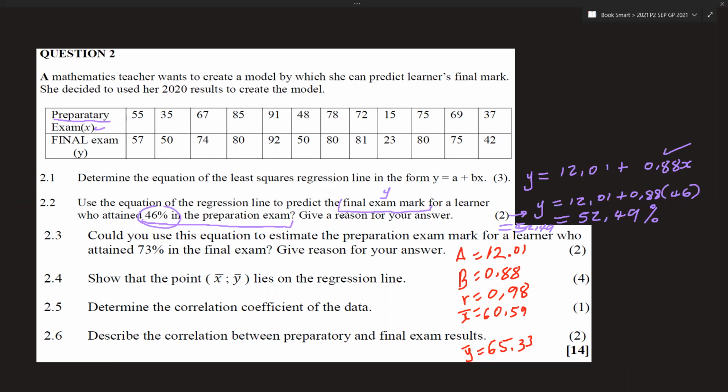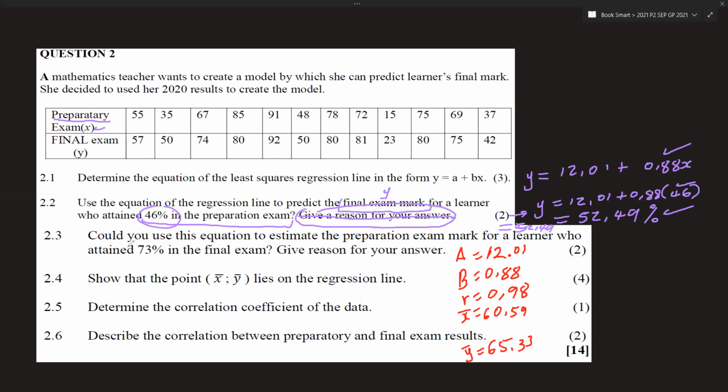They say give a reason for your answer. So here they want us to give a reason. Use the equation for the regression line to predict the final exam mark for a learner who obtained 46% in preparation exams. I think there should be a mistake here, and there's no way you give a reason for your answer for this kind of calculation. So that should be your 2 marks for substitution and the answer. Now let's come here.